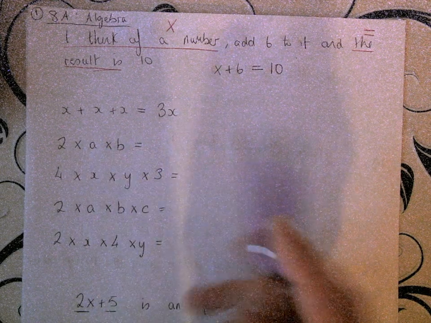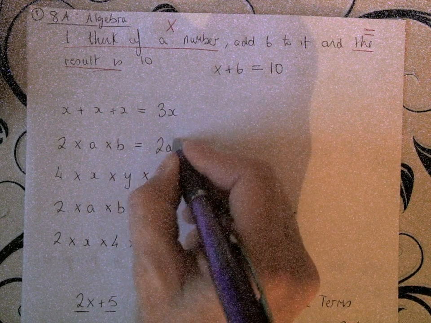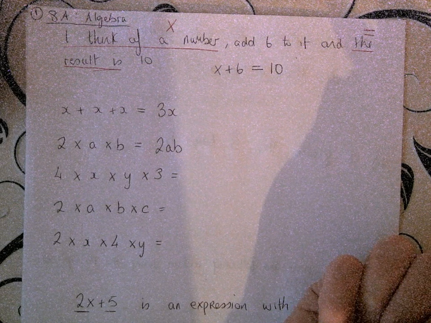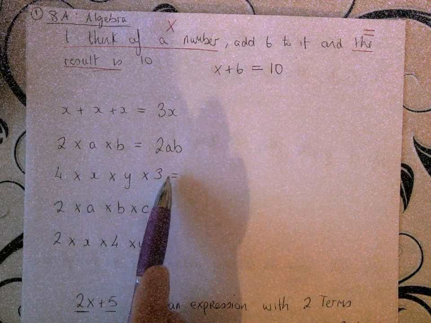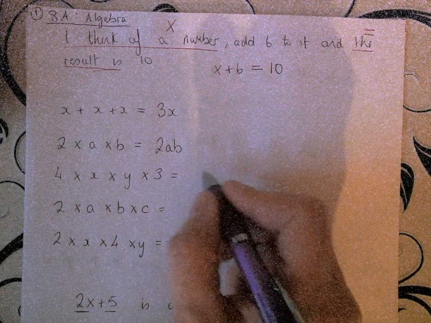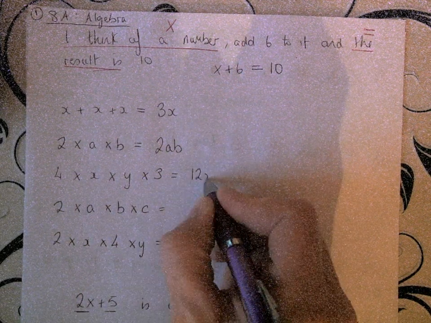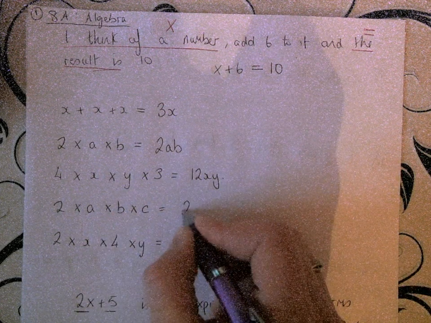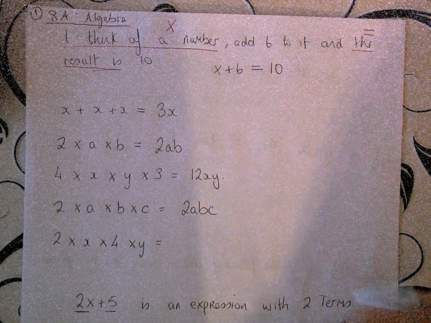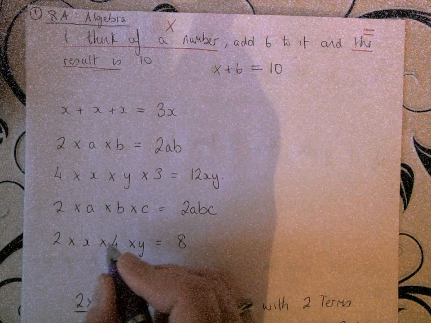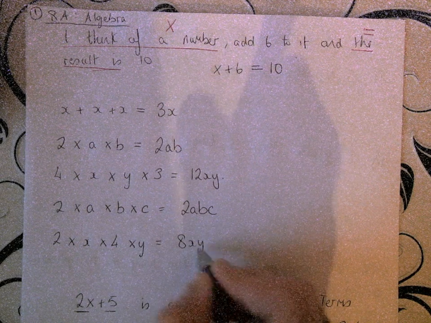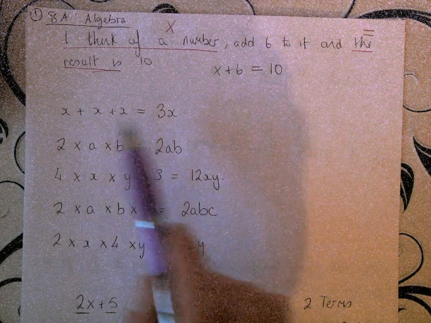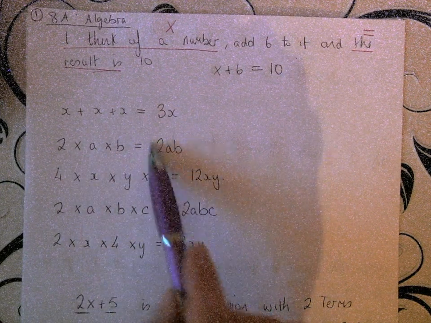2 by a by b. So when we're multiplying letters and they're all different or numbers, we just put them all down beside each other. Okay, so it's just 2ab. If I'm multiplying 4 by x by y by 3, it's numbers by numbers. So 4 by 3 is 12, and then x, y. Okay. Again, here they're all different, so I just write them all down beside each other. And here 2 by 4 is 8, and x, y. Okay. So if the letters are different and we're multiplying them, they just get put beside each other. If it's a number and 2 letters, you just put them all beside each other.